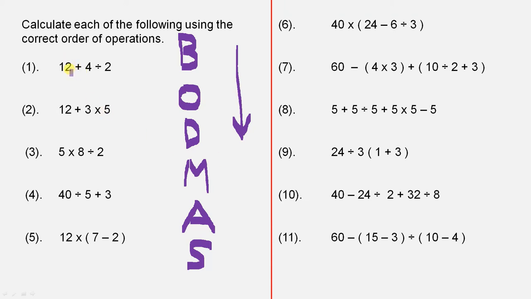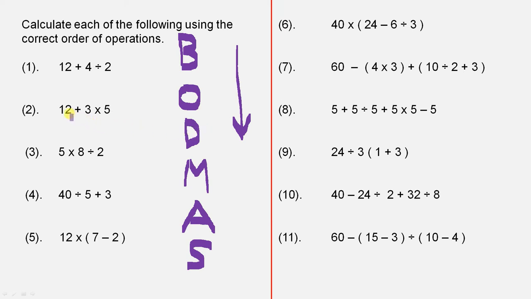Number 1, 12 plus 4 divided by 2. Now, what do we have? Addition and division. So which one of those operations comes first in this letter? Division does. So division has to be done first. So there's your first clue.